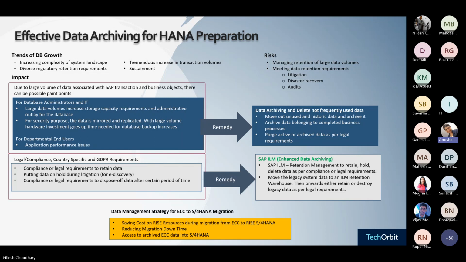For example, if your client has moved from 4.6 to ECC 6.0, and now they want to remove their old version of the SAP system, in that case also SAP ILM is one solution that helps you to decommission your legacy system with a smooth transmission of the data to your new system. So these are the main two advantages of SAP ILM from the data volume perspective.